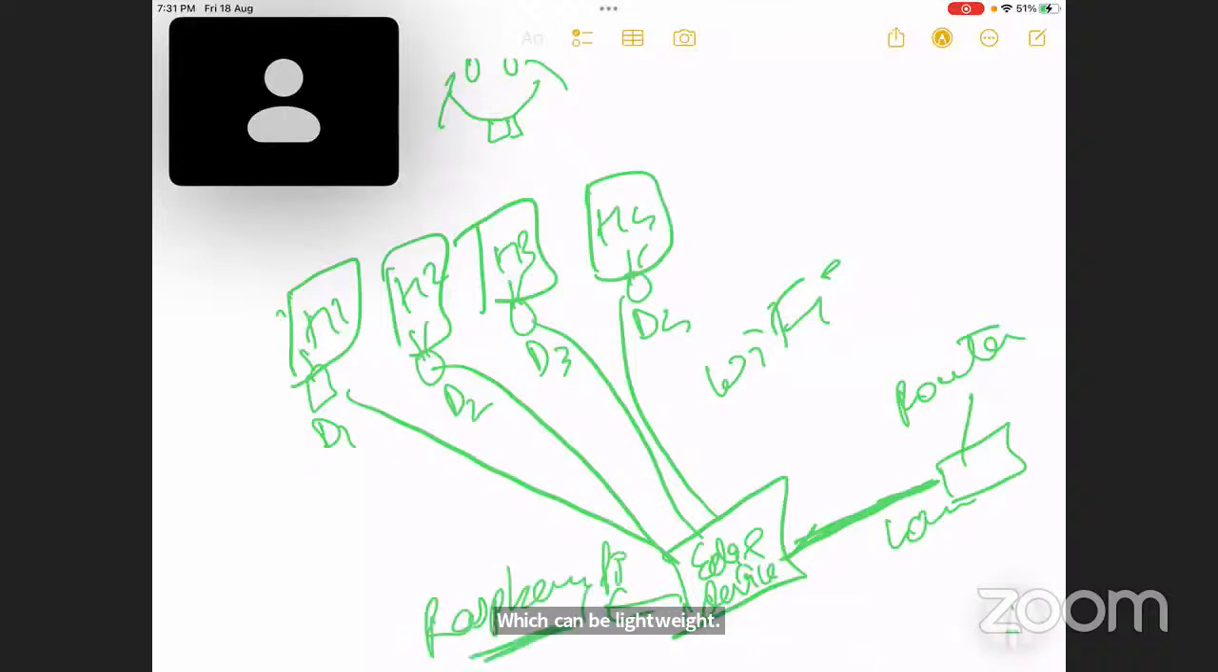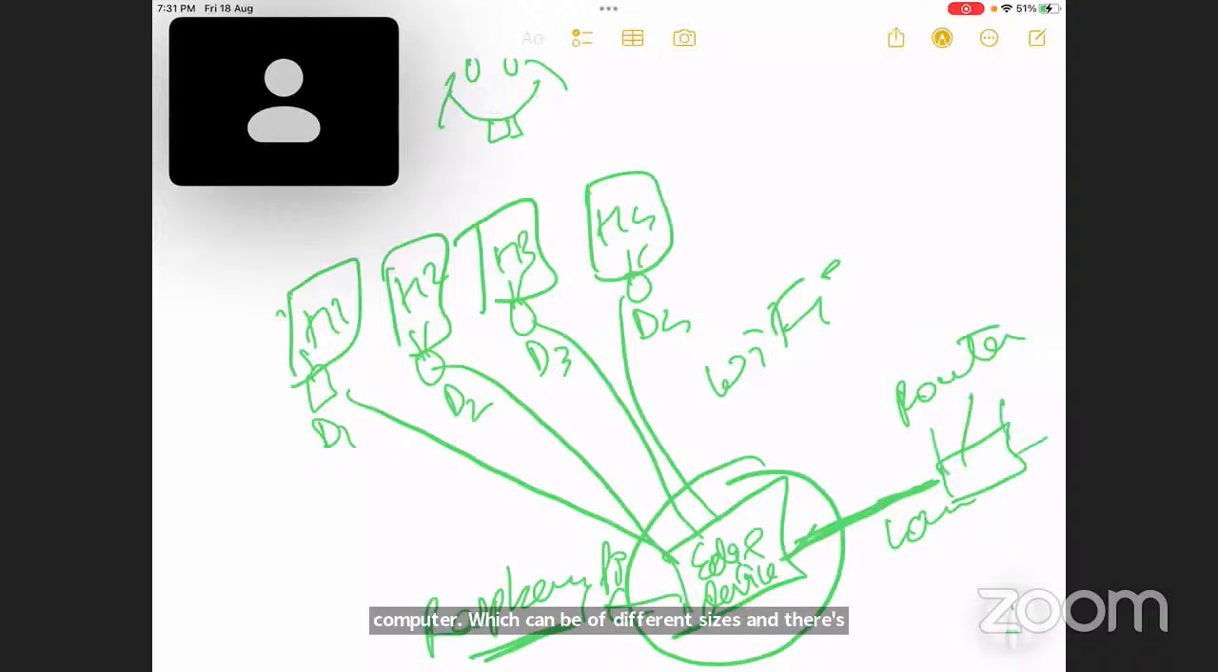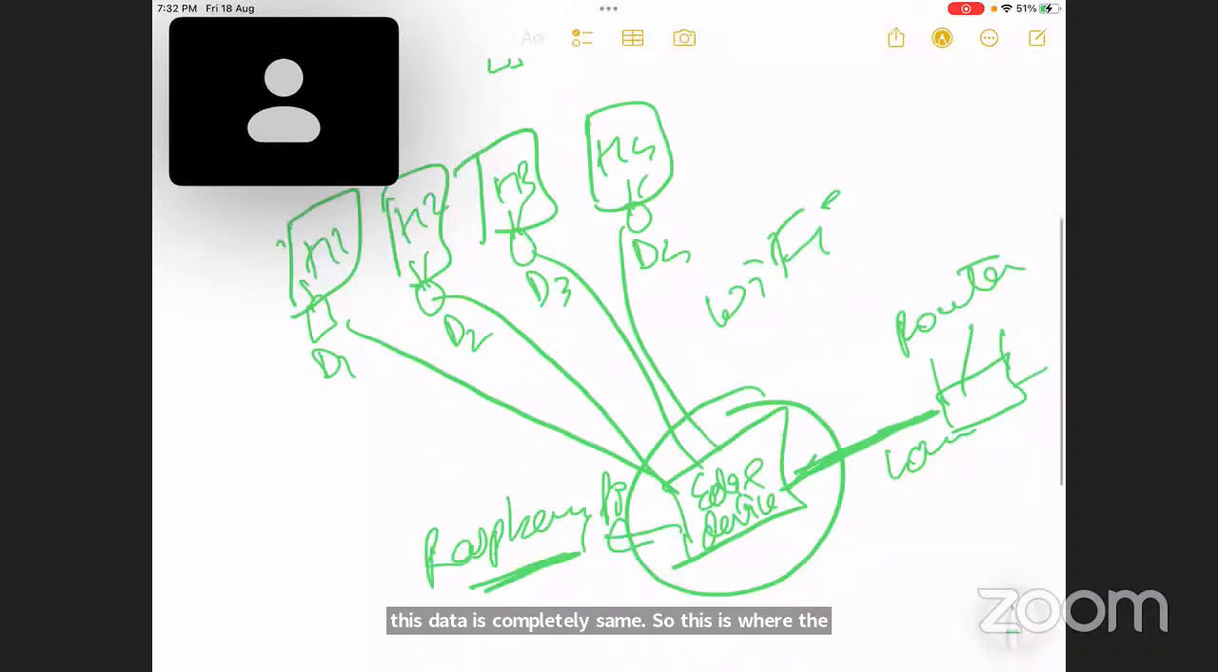It can be, for example, a computer, normally of different sizes, and there's a router, which is like the Wi-Fi router you have at home. Similar to that, not exactly the same. So this data is continuously sent. This is where the edge computing part comes into the picture.